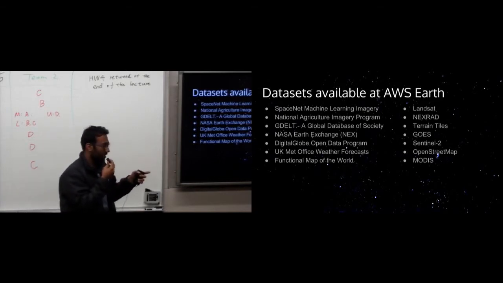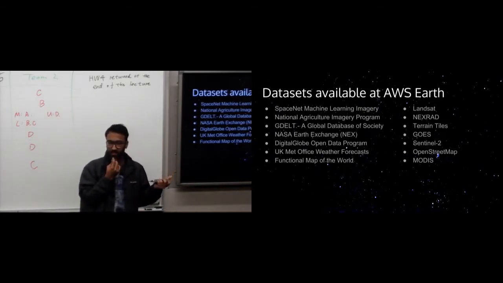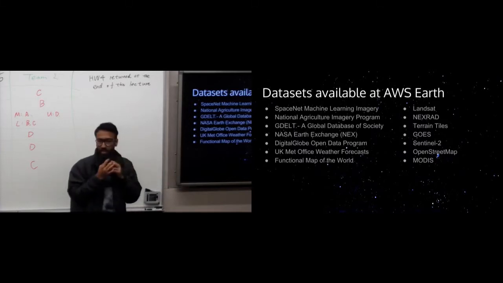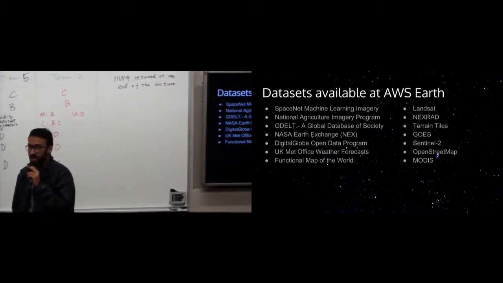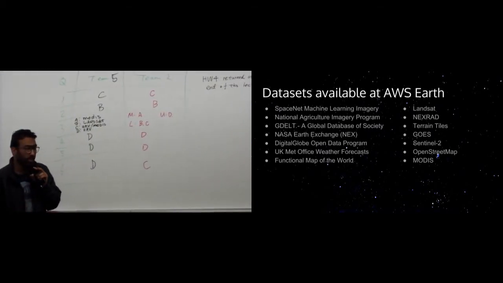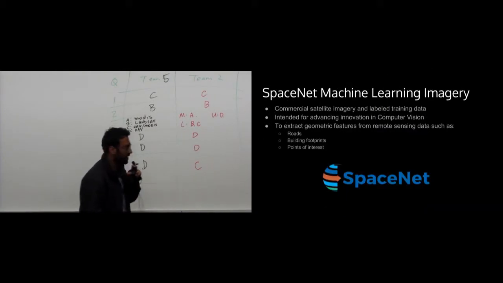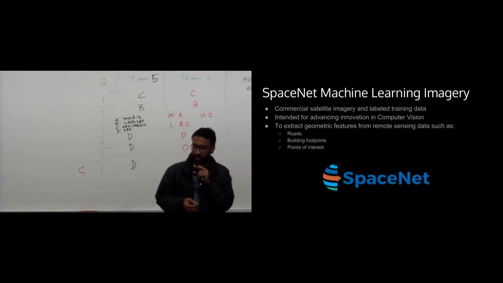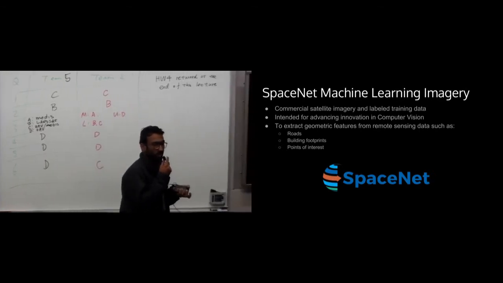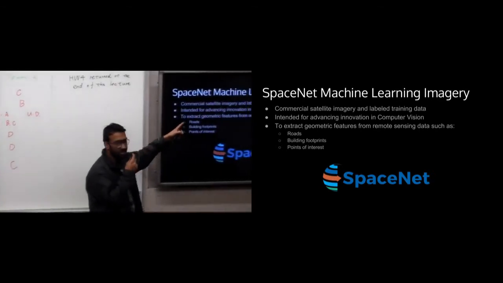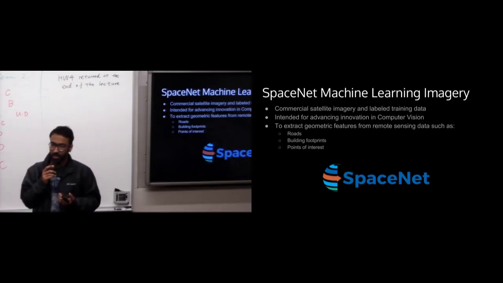So basically, they have recently launched this satellite GOES 16 in 2016, and we get data from that satellite too very frequently. So these are the set of data sets available to us, and there can be a lot of things that can be done using these data sets. We're going to focus on one of the data sets and how it's being used currently to give a motivation to you guys. So this is SpaceNet machine learning imagery.